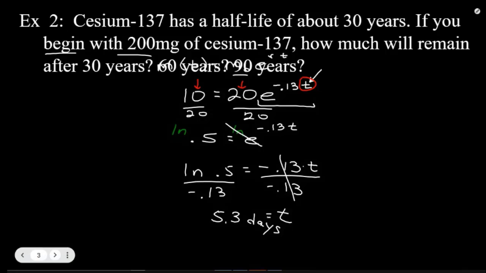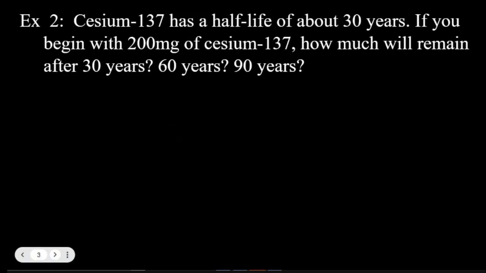All right. Next one, cesium-137 has a half-life of about 30 years. If you begin with 20 milligrams of cesium-137, how much will remain after 30 years, after 60 years, and after 90 years? Well, this one doesn't even require us to do any algebra-ish work, because they told us the half-life was 30 years, and I'm asking you about 30 years, 60 years, and 90 years, right?